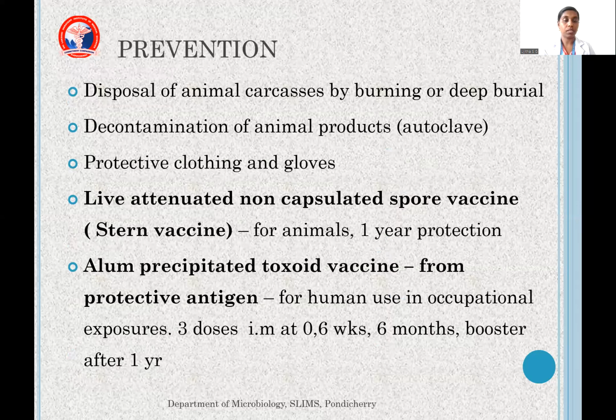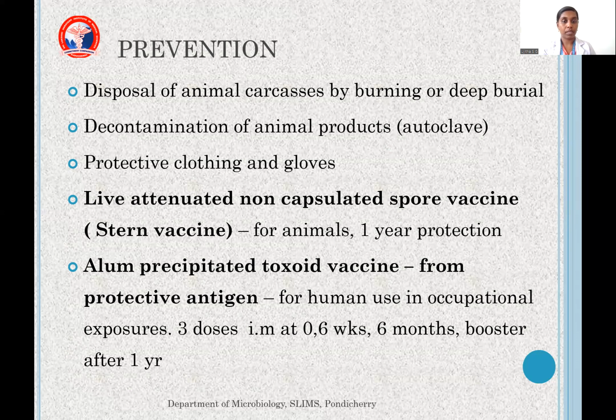Now the preventive measures. The general preventive measures that you should follow to prevent the occurrence of the disease are: disposal of animal carcasses by burning or deep burial, then decontamination of the animal products by autoclaving, and wearing protective clothing and gloves. Those who are occupationally exposed to animals should follow these general preventive measures.